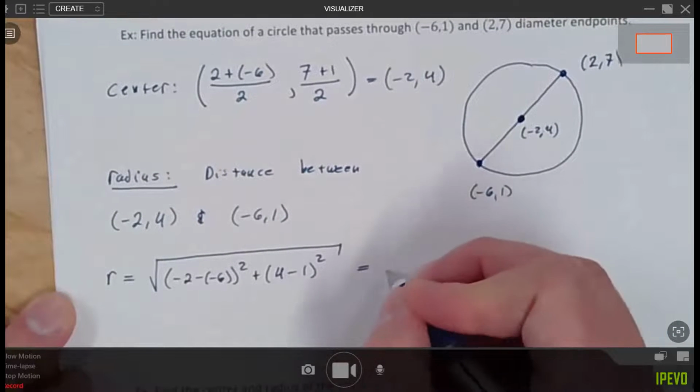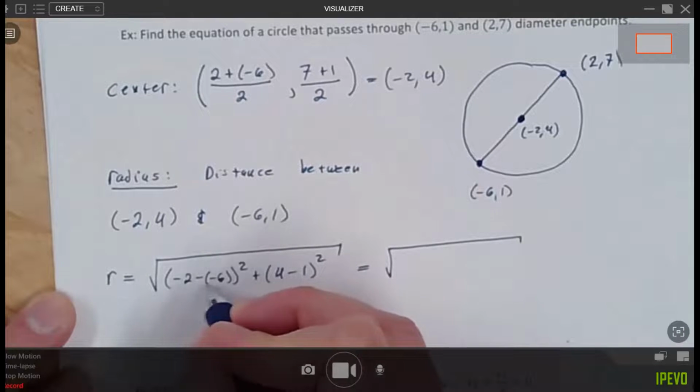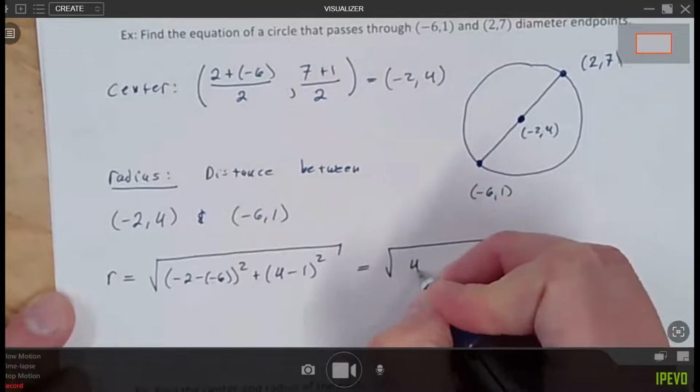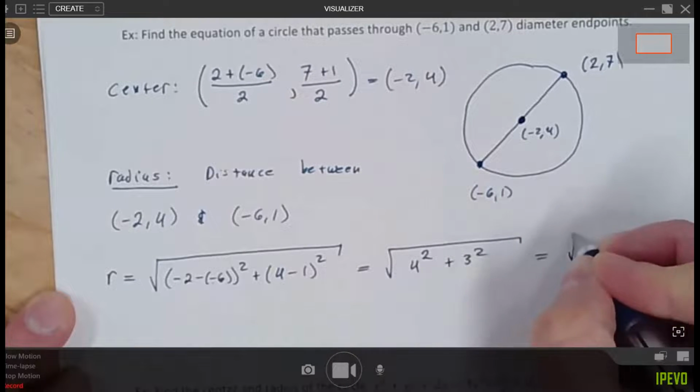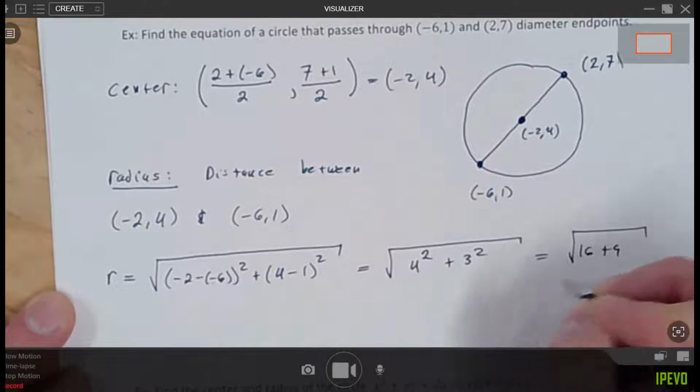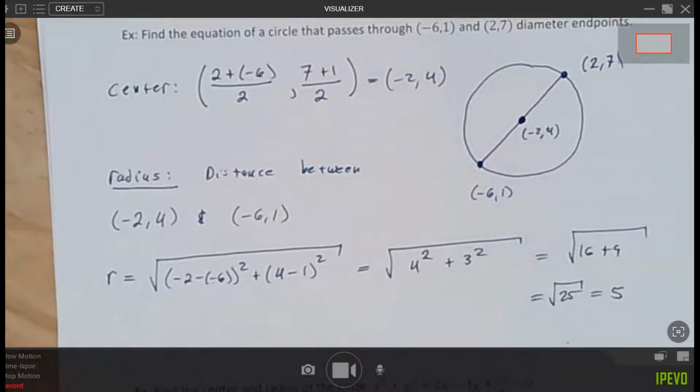Let's see what we get here. -2 plus 6 is 4 squared. 4 minus 1 is 3 squared. And we get the square root of 16 plus 9, which is the square root of 25, which is 5. I do want to take a brief moment here to point out that the square root of 4 squared plus 3 squared is not 4 plus 3. It's not 7, it's 5. So we can't distribute a square root like that. We have to deal with the insides before we take the square root.